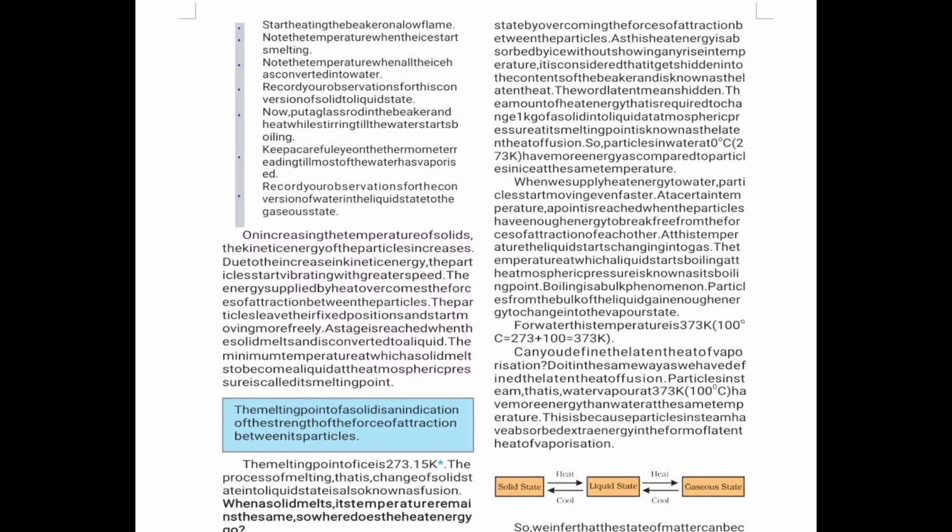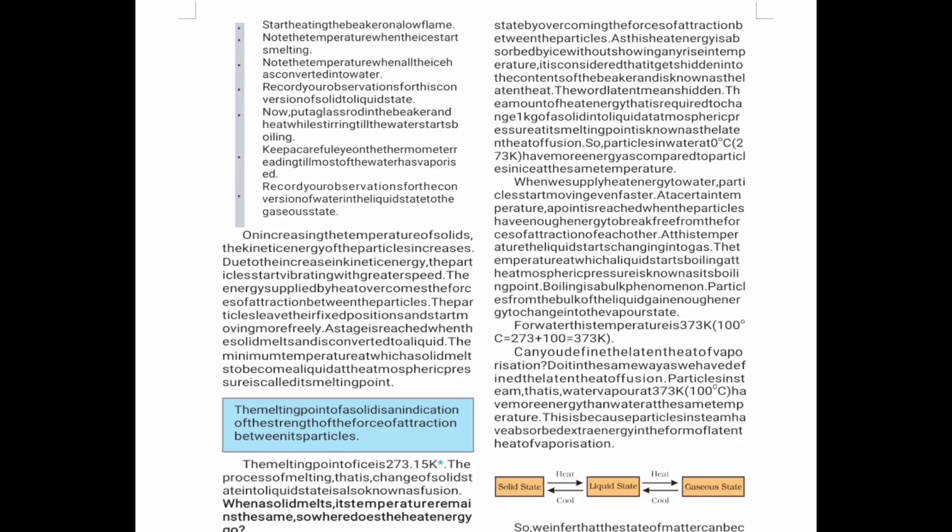On increasing the temperature of solids, the kinetic energy of the particles increases. Due to the increase in kinetic energy, the particles start vibrating with greater speed. The energy supplied by heat overcomes the forces of attraction between the particles. The particles leave their fixed positions and start moving more freely. A stage is reached when the solid melts and is converted to a liquid.